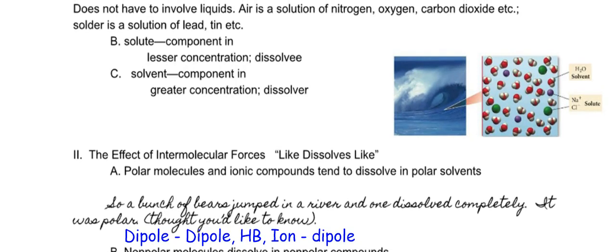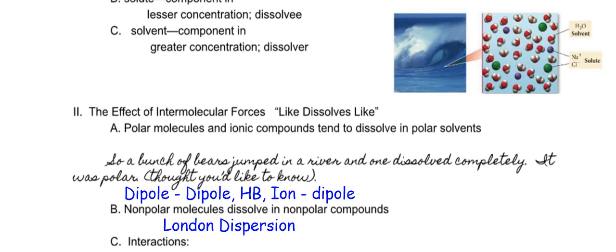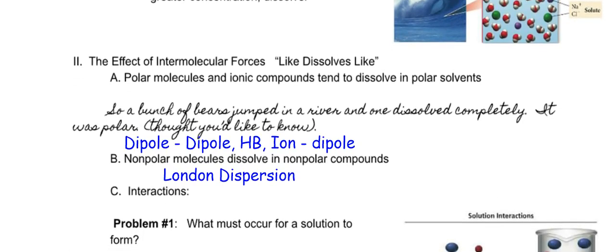All right, so again, these are the four types that we're looking at as far as polar molecules dissolving. Polar molecules dissolve through interactions of dipole-dipole, hydrogen bonding, and ion-dipole, okay? So what about nonpolar? They're going to dissolve in nonpolar because the only thing going on there is the London dispersions, okay? So interactions.